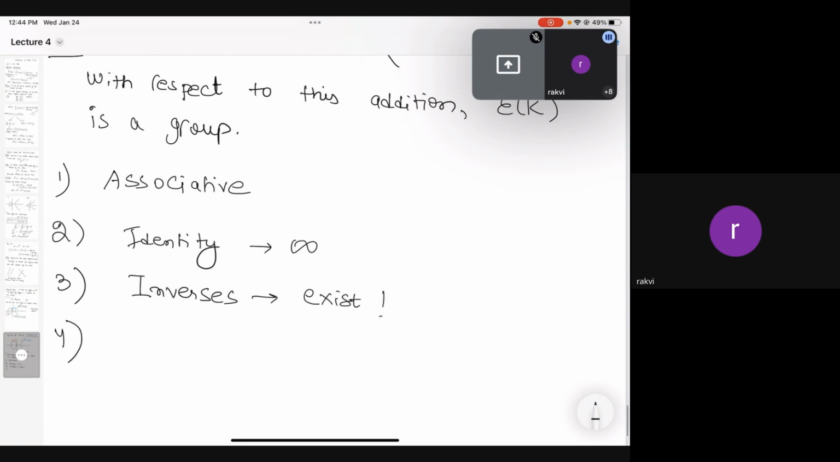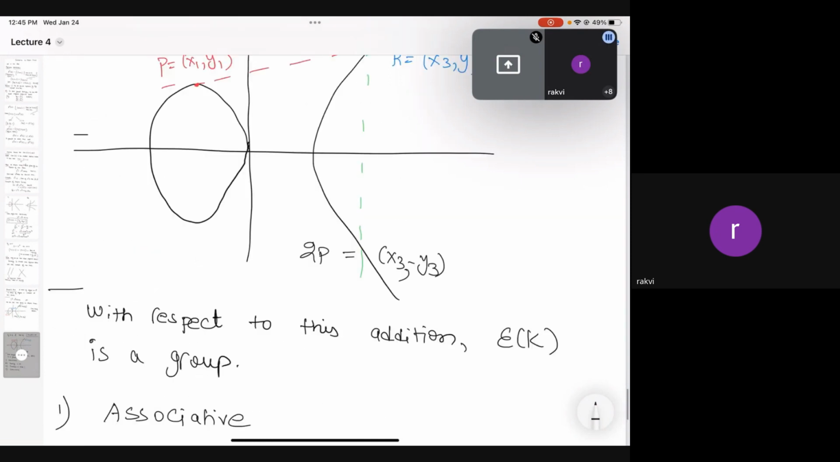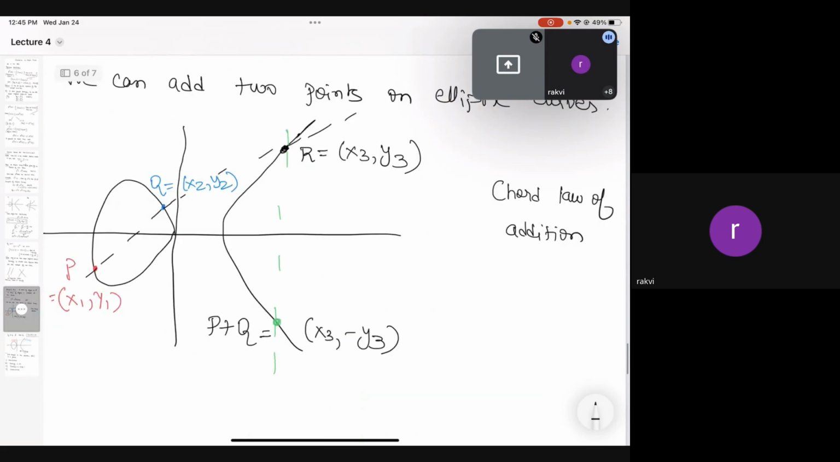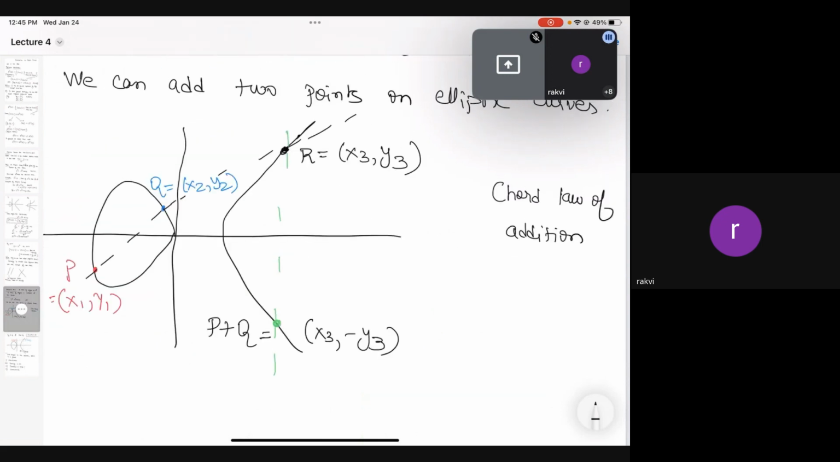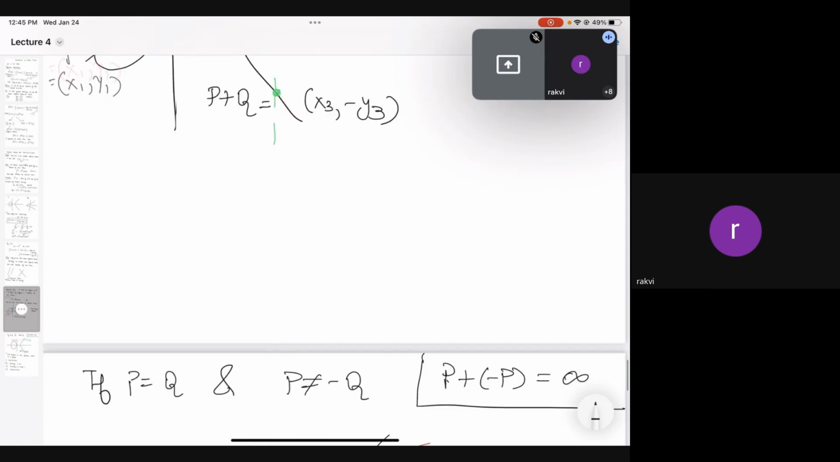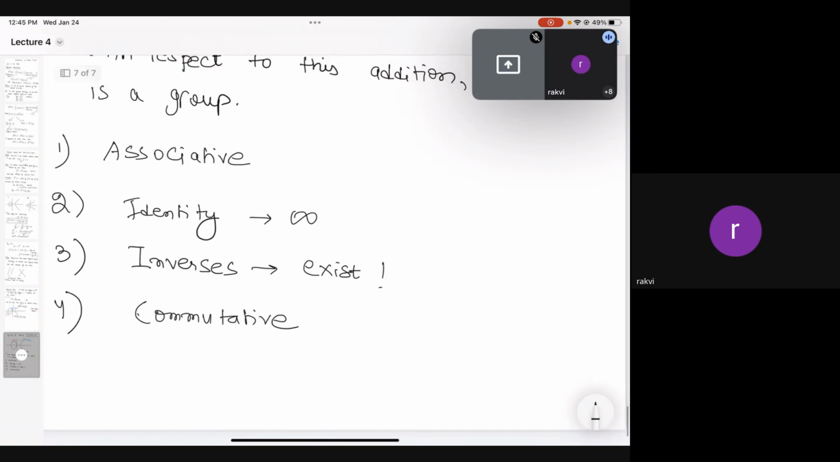But what is further true is that this operation is also commutative. And this can be verified visually very easily, right? Like how I just defined p plus q is same as q plus p, because I'm just taking the chord joining them. So ultimately that whole operation does not depend on the order of p or q. So this is also commutative. So this set is an abelian group.